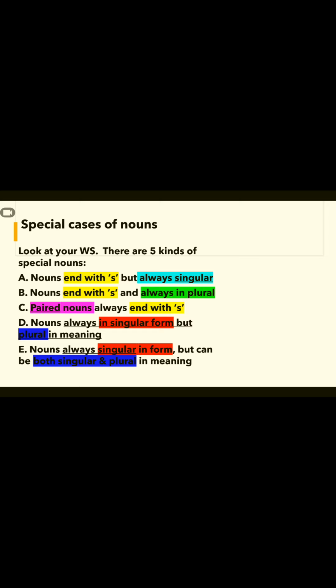Now you can see A to C are all nouns ending with S, but they are used in different ways. And D and E are nouns always in singular form, but again they are used in different ways. Wow, very confusing, right? You may wonder what I mean. Let's take a look at each one of them.